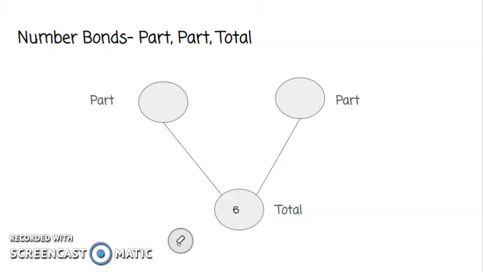Here, 6 is the total, and the parts are missing. Our students will have the opportunity to solve for the missing parts. Some students may recognize that 1 and 5 are 2 parts that total 6, while other students may notice that 2 and 4 are parts that total 6. Let's take a look at yet another example.